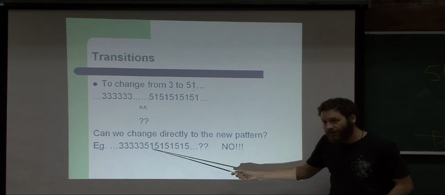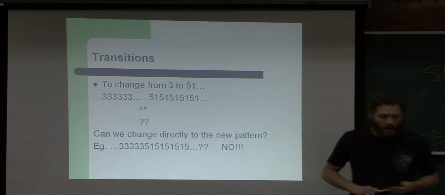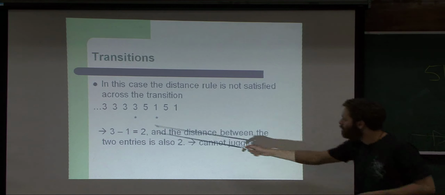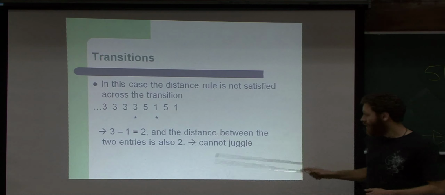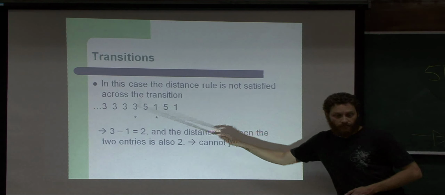Because 3 minus 1 is 2, their difference is 2, and they are a distance 2 apart. So that's not going to work. The distance rule is not satisfied in this case, right? So this is just explaining that. We know we're not going to be able to juggle that, right?